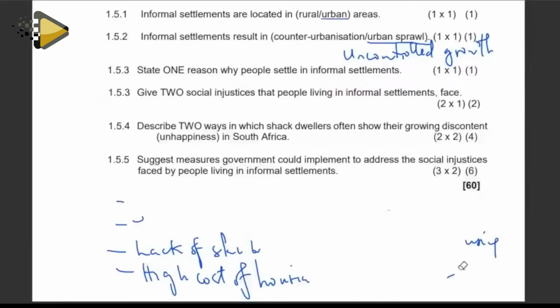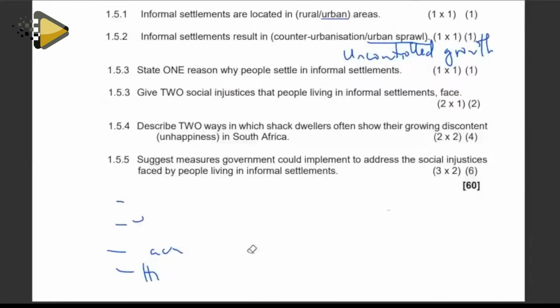Right, when we're talking of injustices, we are saying people must have equal access to resources and a way of life. But if some are deprived of those privileges, then it's an injustice. In an urban area, we must have equitable access to resources, and also equitable access to a way of life. So there is some form of injustice that happens in the urban informal settlements. What are the injustices? We can talk of spread of diseases.